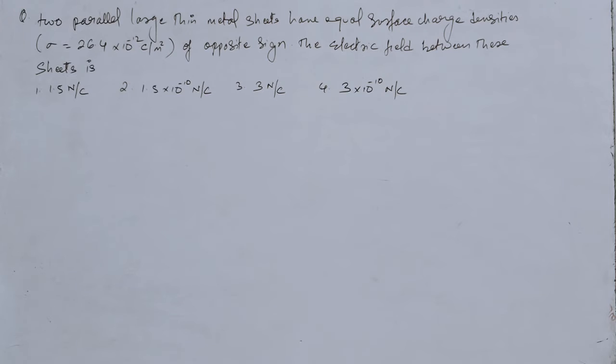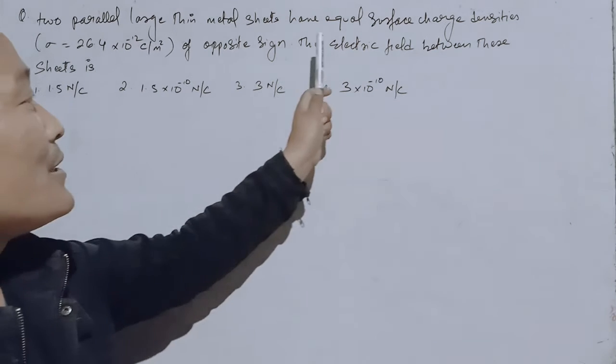Okay, the next question, let's see. Two parallel large thin metal sheets have equal surface charge densities sigma equal to 26.4 into 10 to the power minus 12 coulomb per meter square, of opposite sign. The electric field between these sheets is?